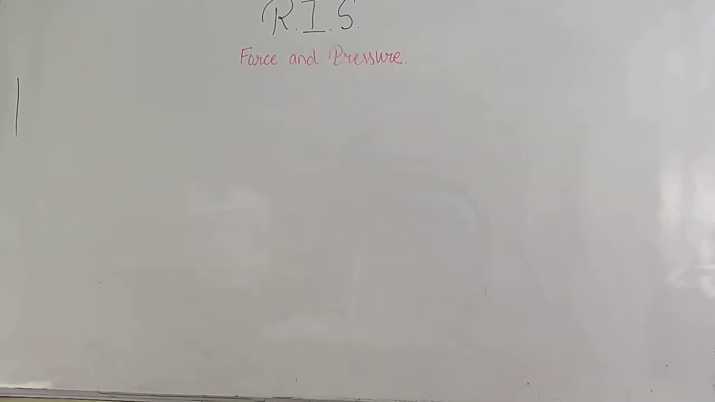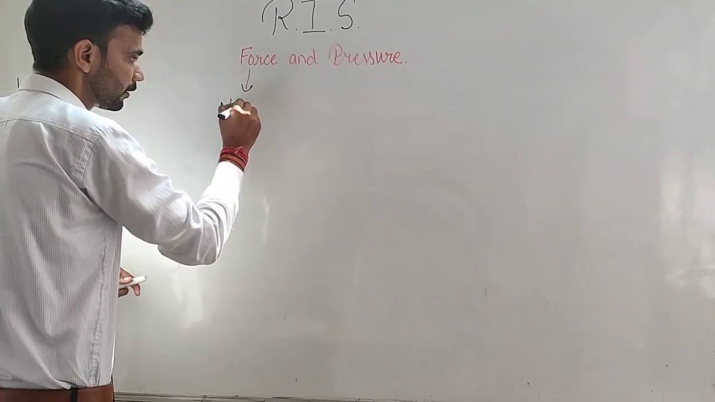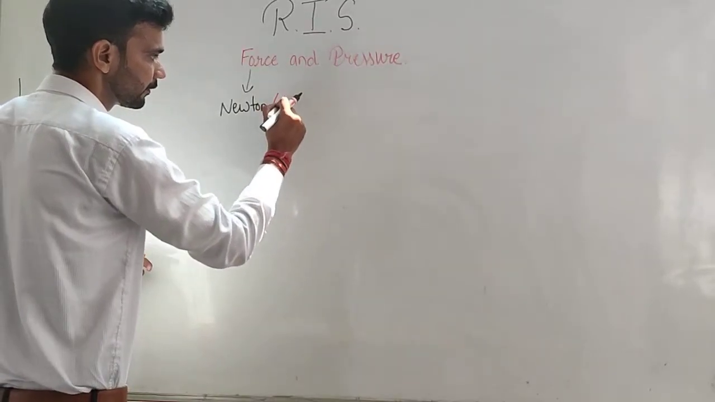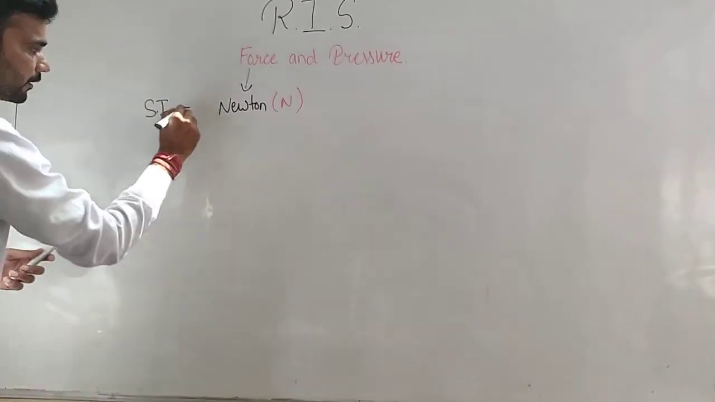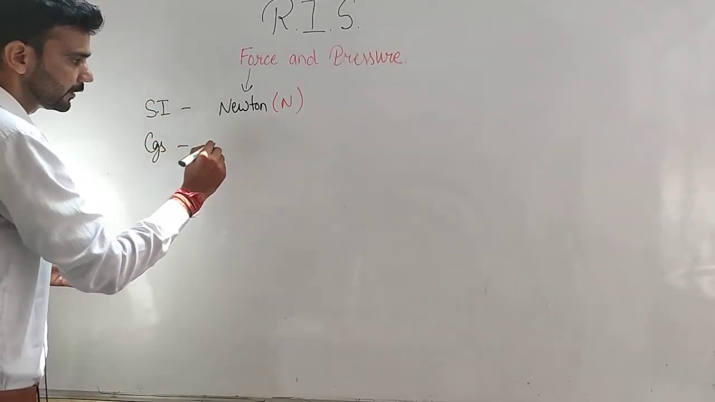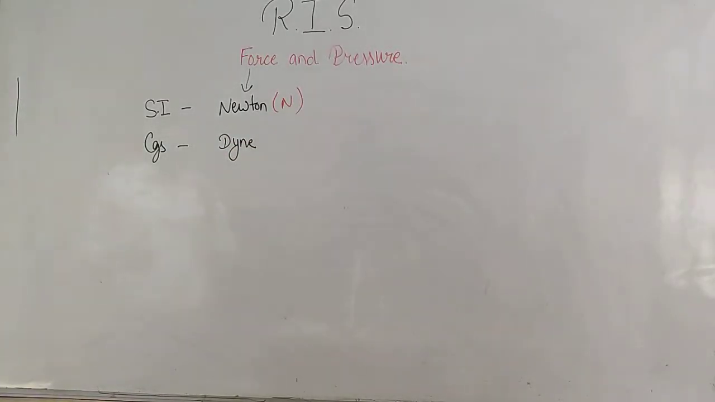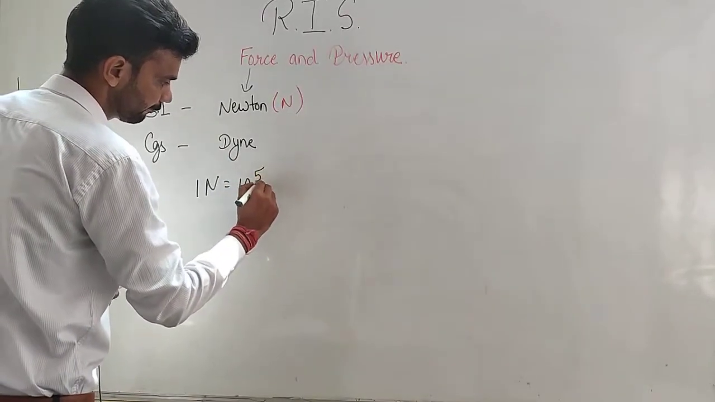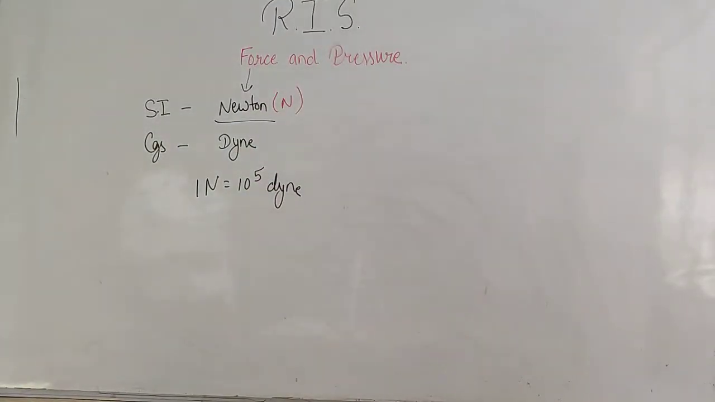Now we will discuss the unit of force. The SI unit of force is Newton, and it is denoted by capital N. This is the SI unit, and the CGS unit is dyne. 1 Newton is equal to 10 raised to power 5 dyne. So mainly we will use this unit. Newton is the SI unit of force.